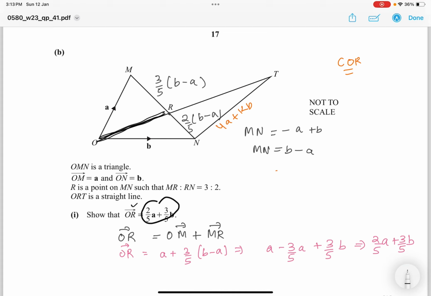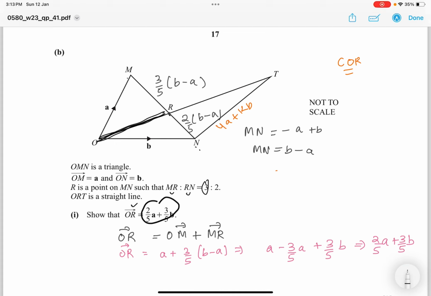How can we go from O to R? We can choose this direction from O to M, then M to R, or we can go from O to N and then N to R. How can we find MR and RN? Is there a way? Yes, we have been given a ratio, MR is to RN is equal to 3 is to 2. What do we mean by this?